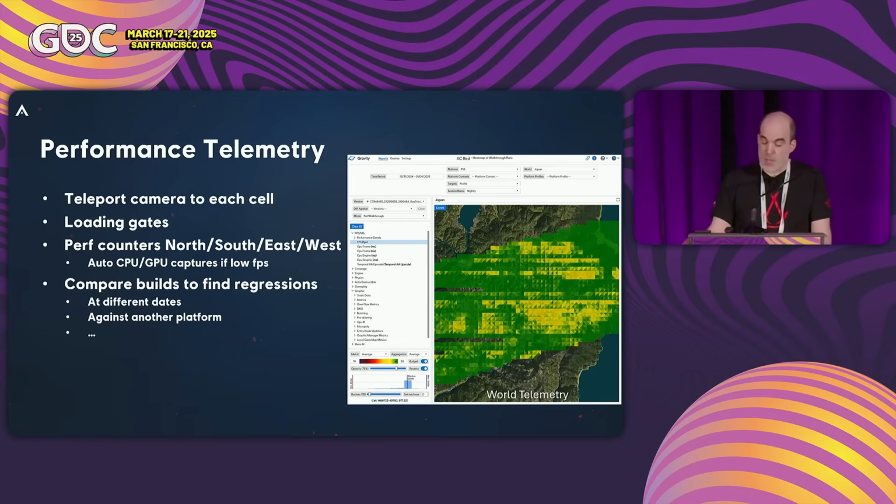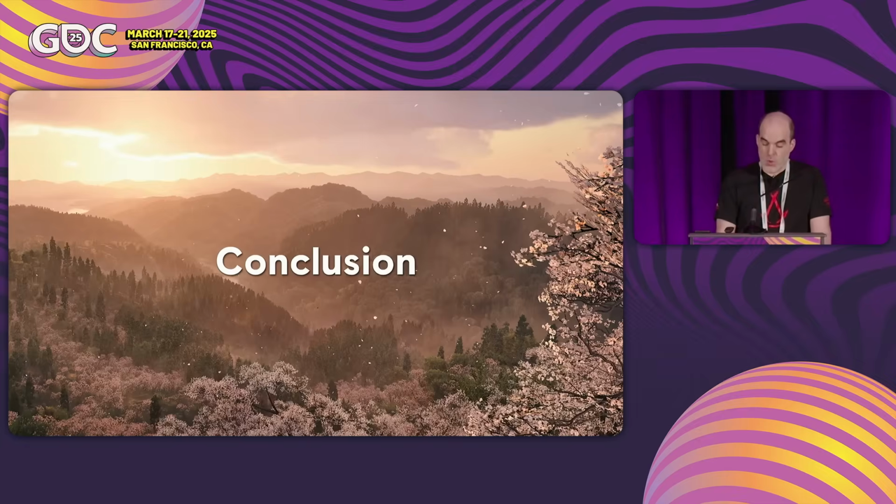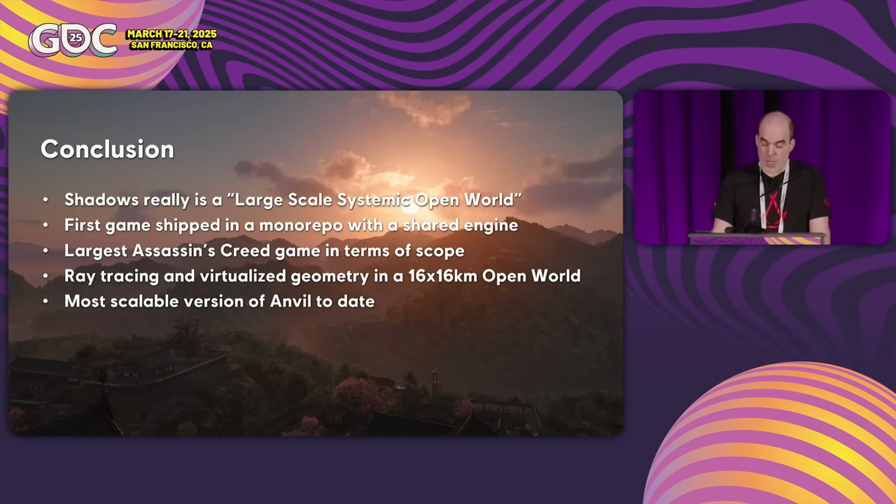We also have a lot of telemetry in the game to track performance regression. And all these counters are stored in a database and everything. So there are a few examples to track, for example, dynamic resolution factor at the bottom right, given in every position possible in the world, compared to builds on PS5 to track GPU regression on the top right, and so on. So to conclude, AC Shadows is really the first game we shipped with a monorepo and a shared engine. It's the largest AC game we've ever made and uses the most scalable version of Anvil to date.